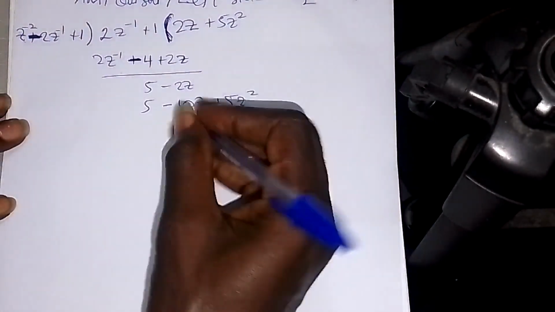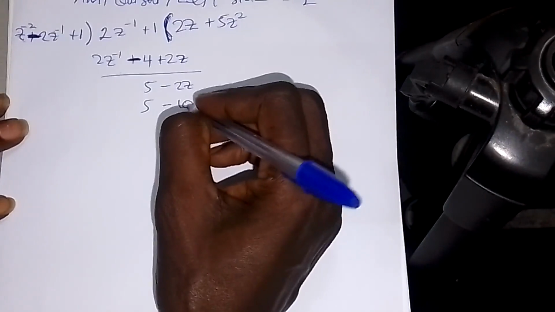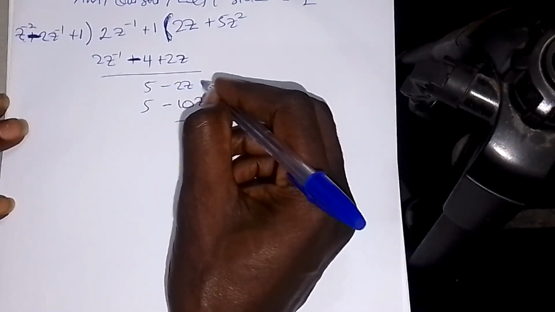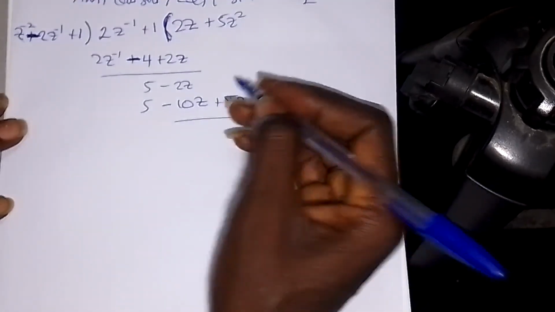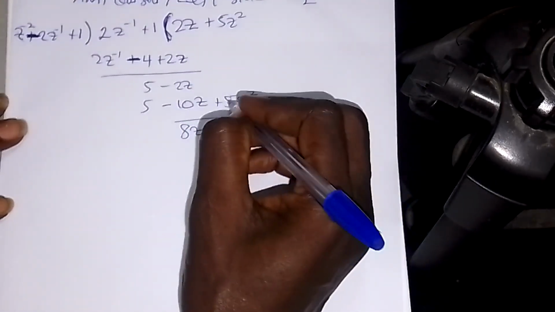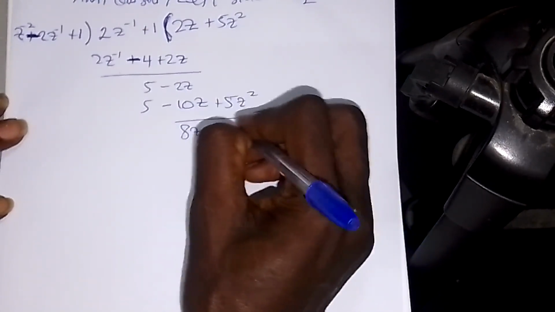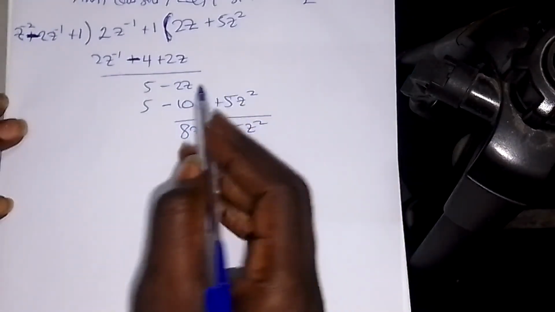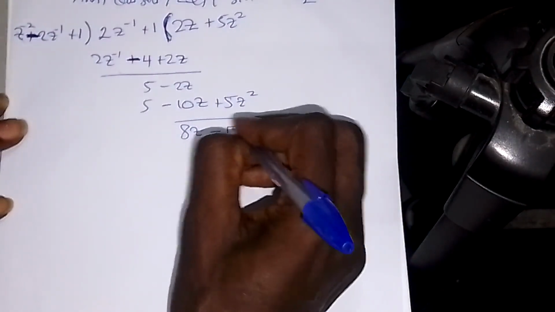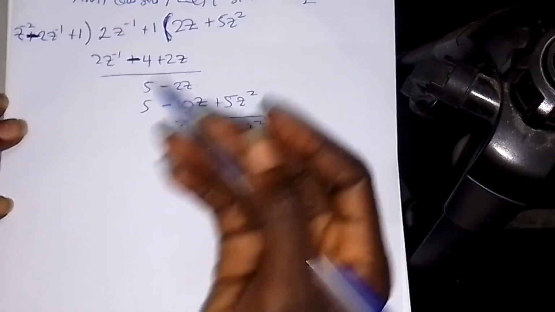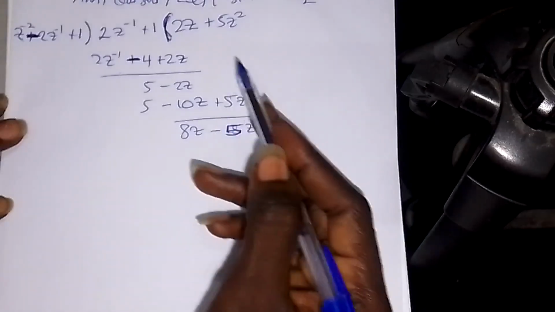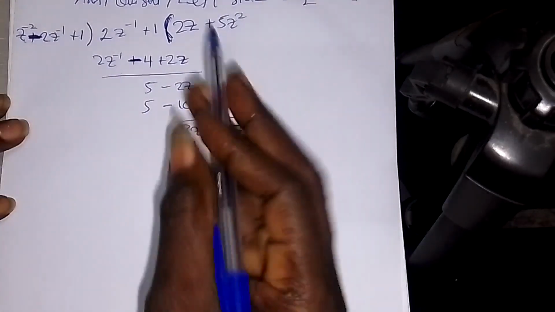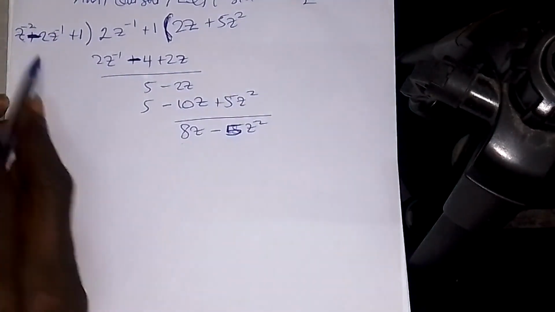Now if I have this, I can just subtract. Here I'll get 2 minus 2 minus 10, that will give me positive 8z. Then here I'll get minus 15z squared. Okay, sorry, it's not minus 15, it's minus 5z squared, because this one is 5 and here is 0. If you multiply this one by this one, you get 5z squared.